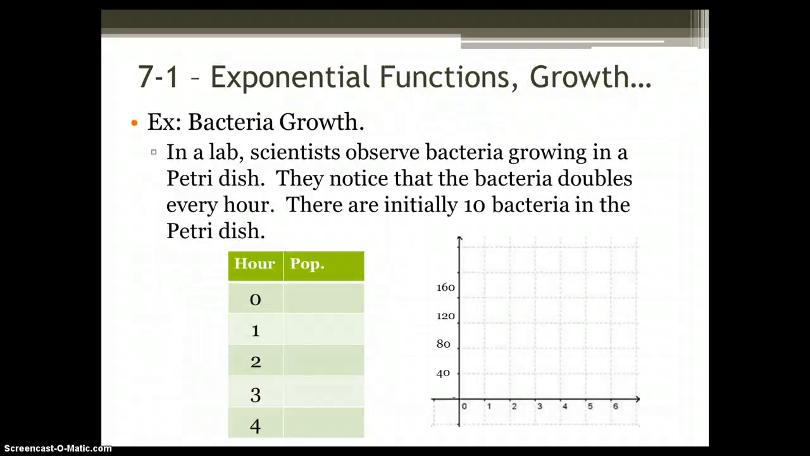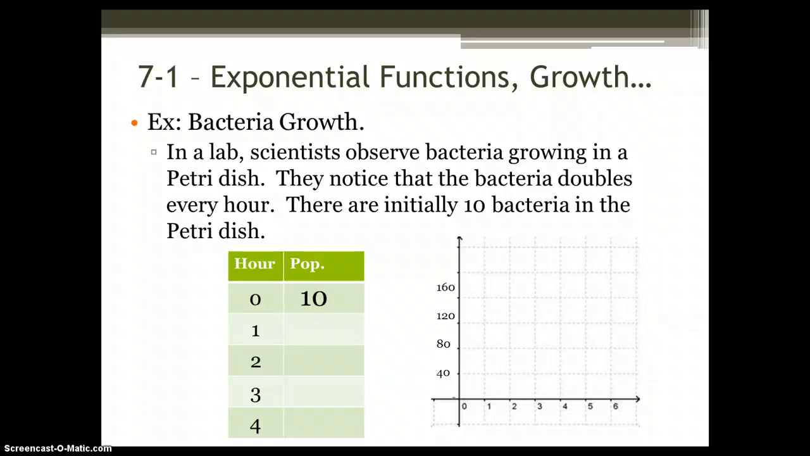To start the lesson off, let's take a look at this example. In a lab, scientists observe bacteria growing in a petri dish. They notice that the bacteria doubles every hour. There are initially 10 bacteria in the petri dish. Filling out the information below in the table, at hour 0, our population is at 10.